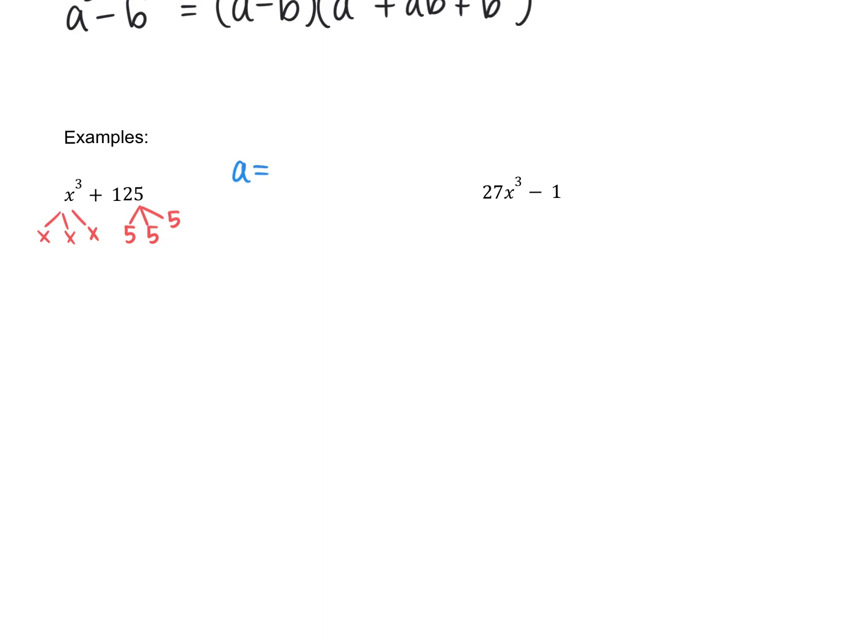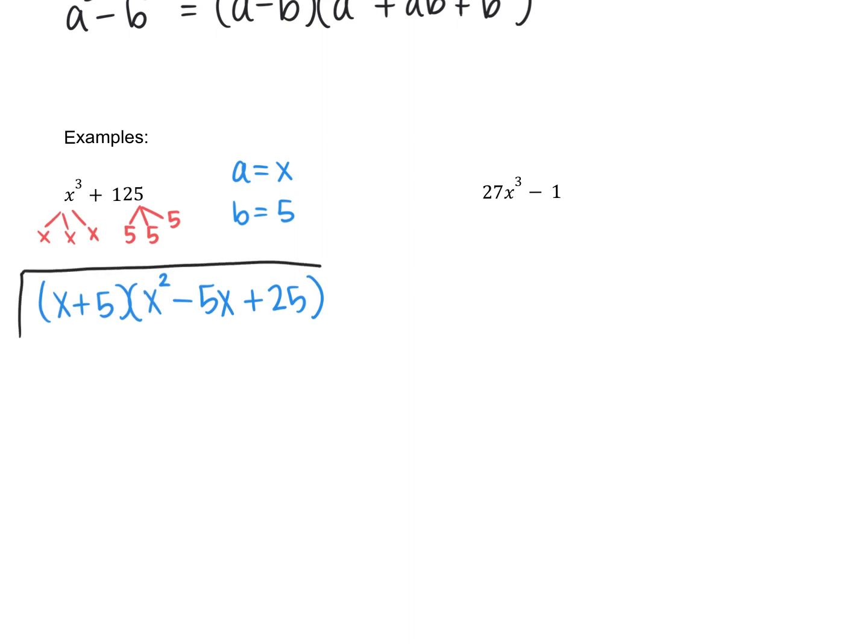So my a here is x, and my b is 5. So when it factors, I'm going to have x plus 5. And then I do a squared, which is going to be x squared, minus a times b. Now instead of writing x5, I'm going to write 5x. And then plus b squared, and 5 squared is 25. And that's going to be my answer.